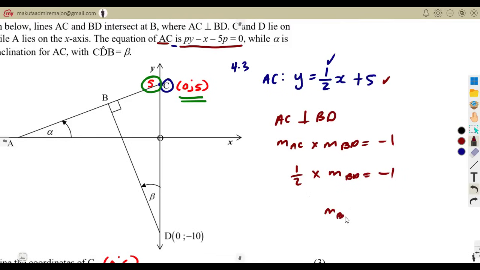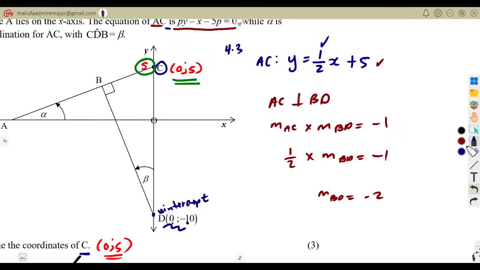The gradient of BD was going to give us a -2. So for BD, we have the gradient and also the y-intercept. Remember, the point D lies on the y-axis, so that's our y-intercept, where x is equal to 0, y is -10. So its equation was going to be determined.